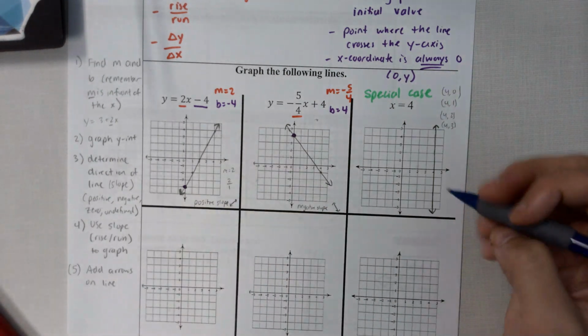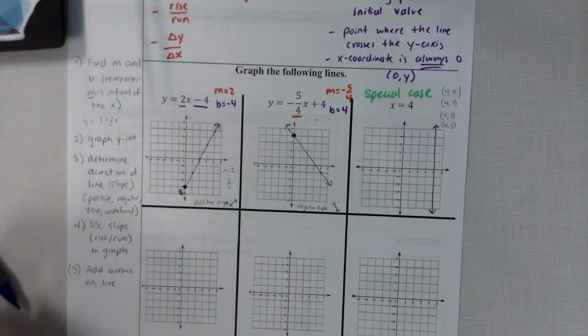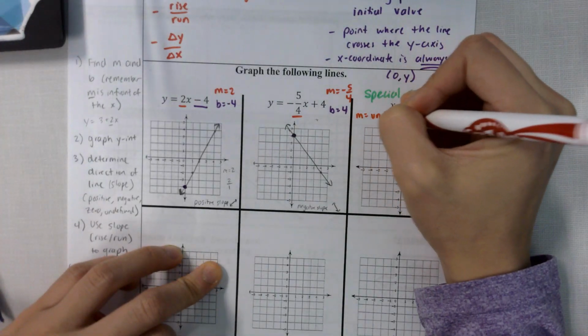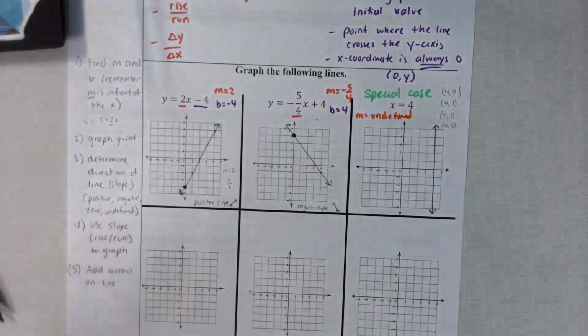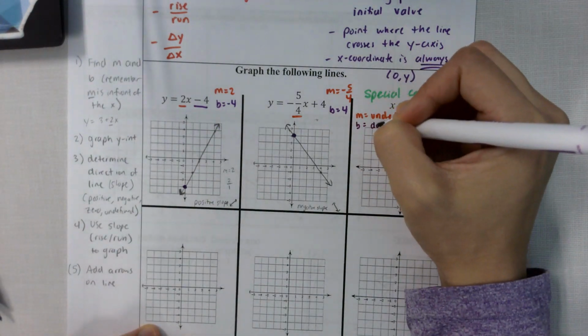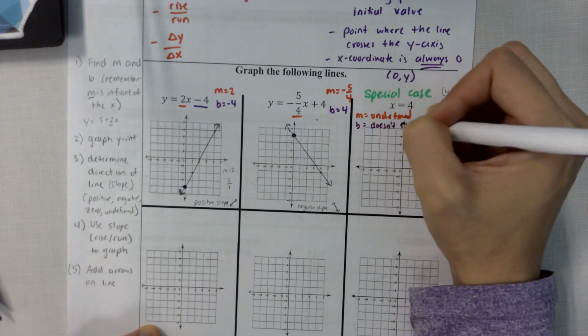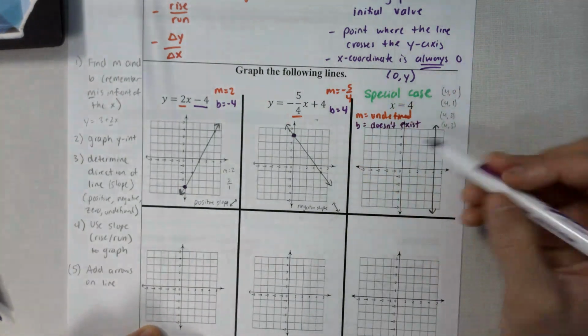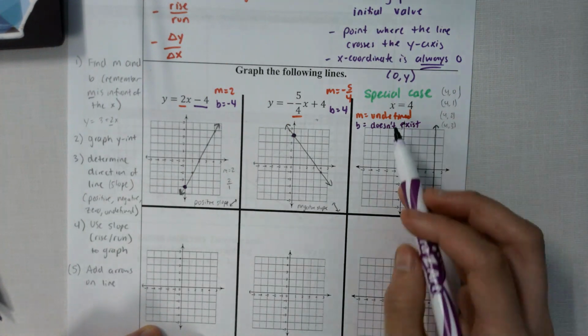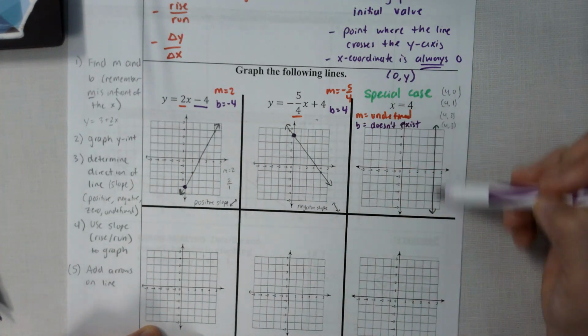So with this one, we have our m is undefined, and our b doesn't exist, right? This line never runs into our y-axis. So whenever you see x equals something, you should know that it's a vertical line.